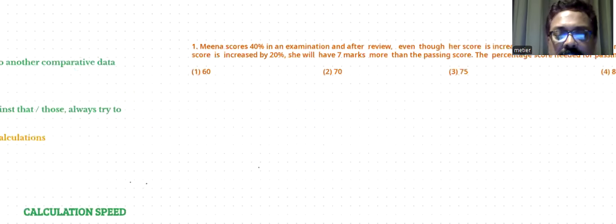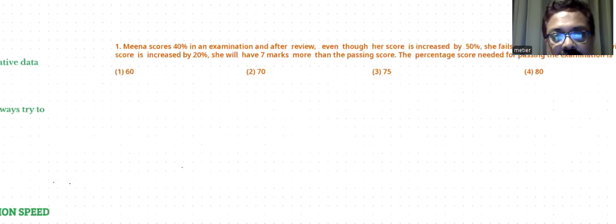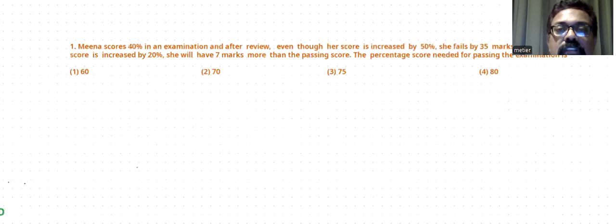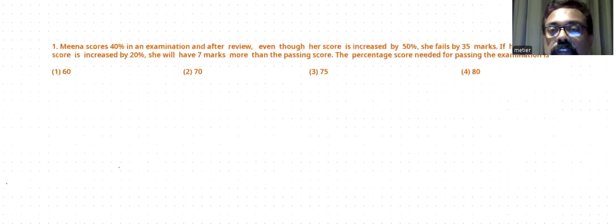All the questions we have picked up here are from CAT papers, CAT PYQ, and we have picked up the questions from 2017 to 2024. Let's try with the first question. Again, observation. First data percentage, second data percentage, third data percentage, then the final requirement is also in percentage.